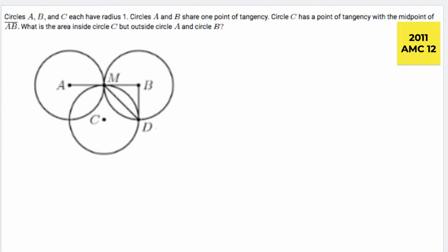Well, this is a nice problem. I drew the diagram in here because if I draw it with my hands, it's going to be messy, so I had to use the picture. Circles A, B, and C each have a radius of 1. Circles A and B share 1 point of tangency. Circle C has a point of tangency with the midpoint of AB. What is the area inside circle C but outside circle A and circle B?